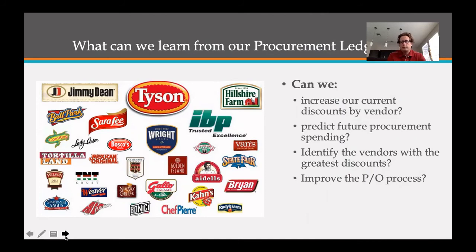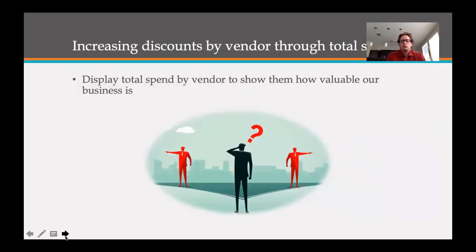These various aspects would be increasing discount rates by vendors, predicting future procurement spend, identifying which vendors already give us the best discounts, and how can we improve our PO process so that way we could have a better control environment over the procurement ledger. So that will lead us into the very first business question that we had, and that was, how do we increase discounts by vendors through total spend?